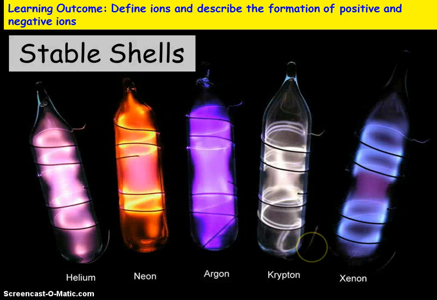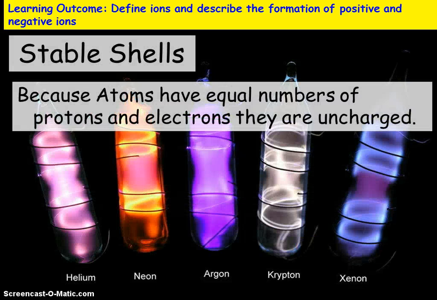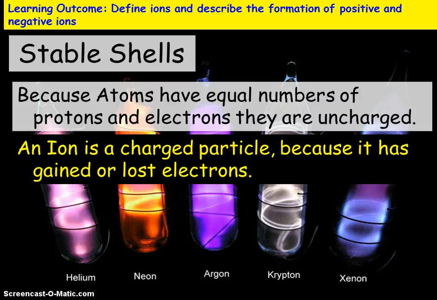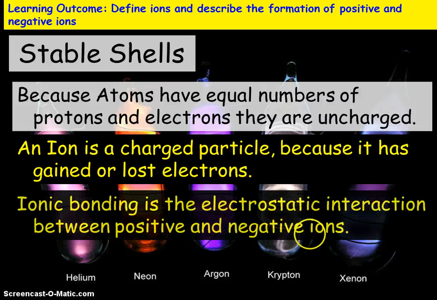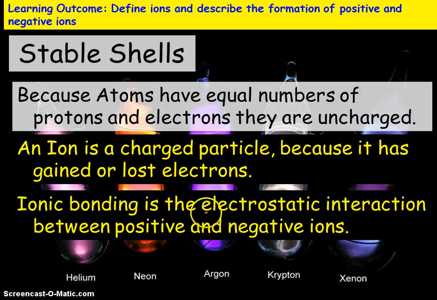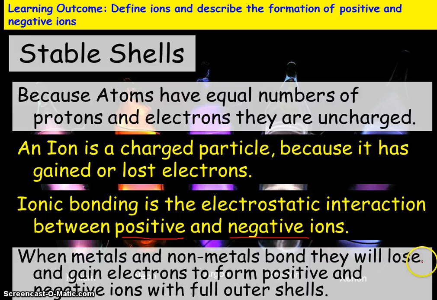So an ion is a charged particle that is an atom that has gained or lost electrons. Now, because it's charged, we get an electrostatic interaction between positive ions and negative ions, and this attraction is really strong, and we call this ionic bonding.